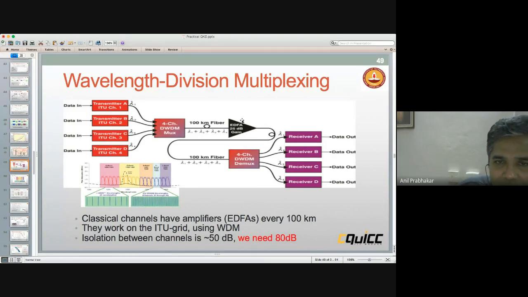Then you have an erbium-doped fiber amplifier, which will amplify it and send it down for another 100 kilometers. And then you do a demux and take it out on 4 different channels. This is what a classical long-distance communication link would look like.